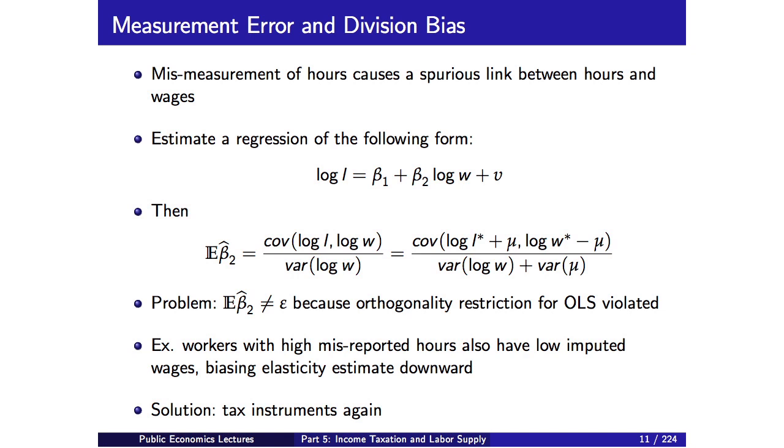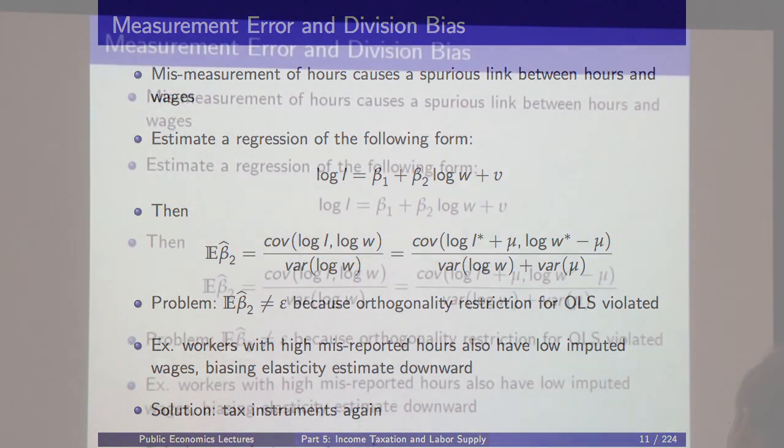So how do you solve this problem? Again, you use taxes as instruments. This is like going back to the classical use of instrumental variables to deal with measurement error. You instrument for the endogenous wage with tax rates. If you measure that properly, you don't have this problem. Okay, is that clear?